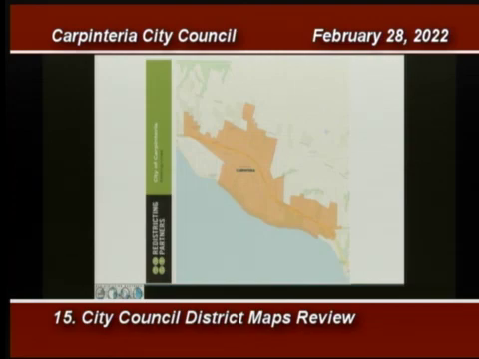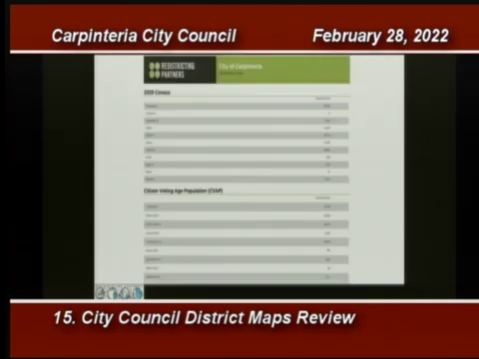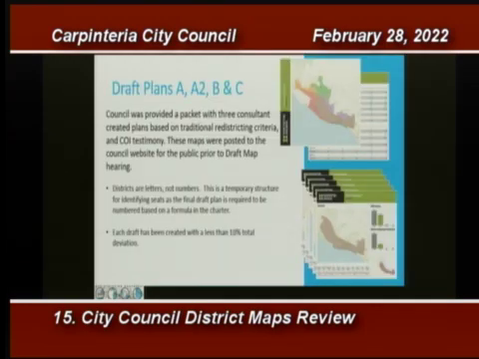So we have the existing lines, where of course you guys are currently at-large, with a population of a little bit over 13,000 of total count. And then for your consideration, you do have four plans to consider: draft plans A, A2, B, and C. Council was provided this packet with plans that were made by us, but based on public plans, to all follow those traditional redistricting criteria. They were also posted to the website prior to the meeting so that members of the public and the council could review those.